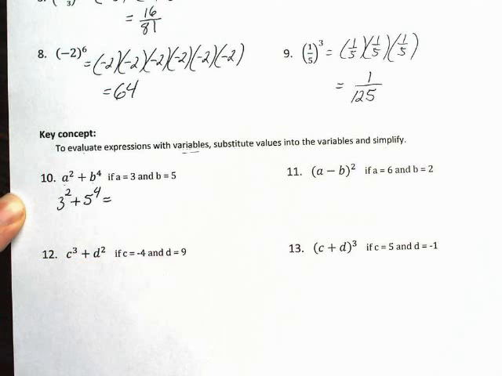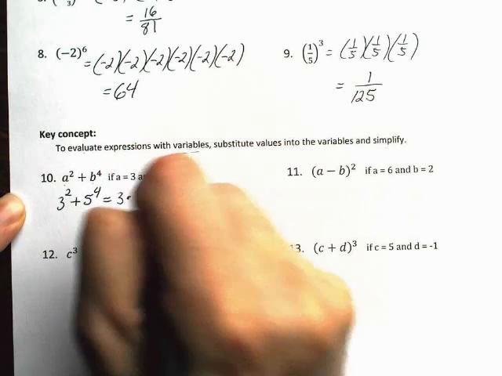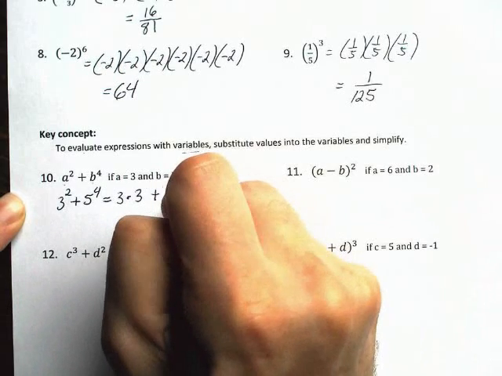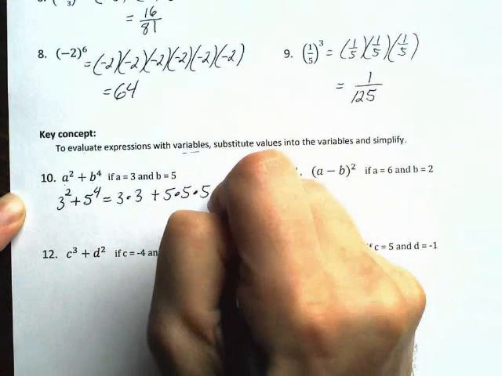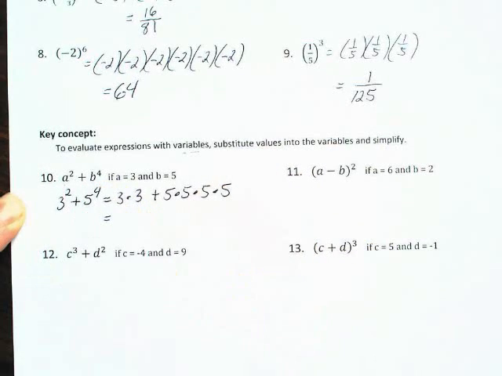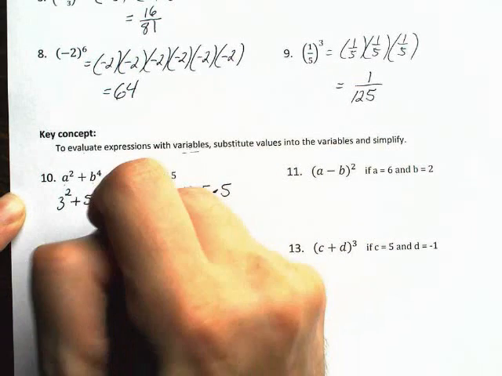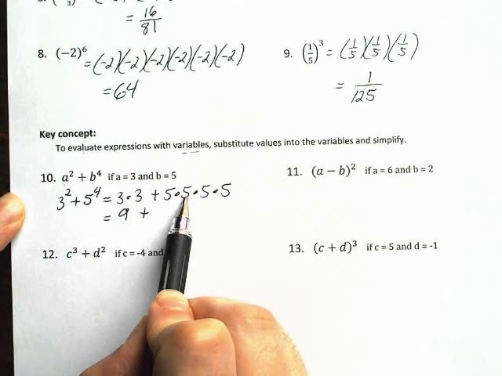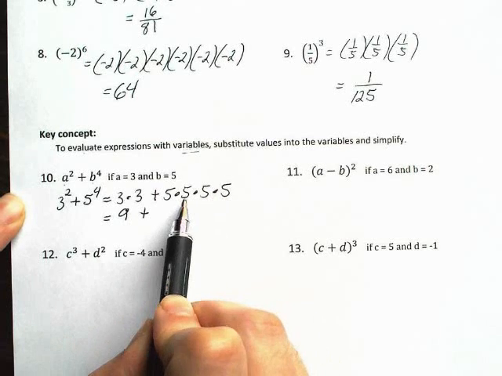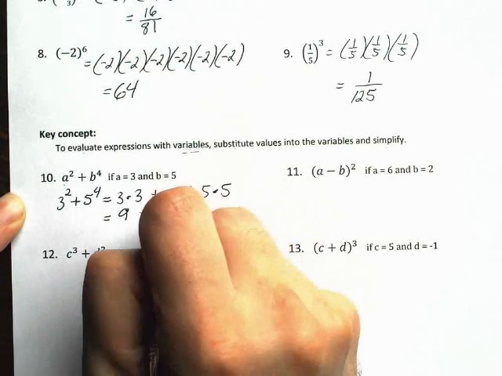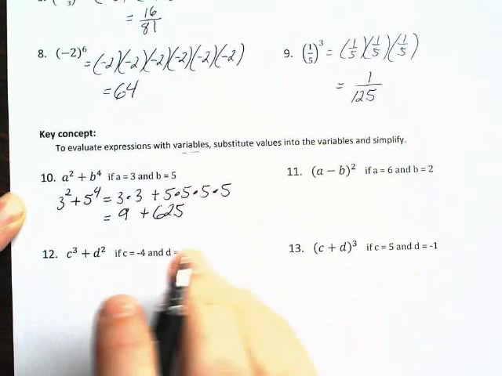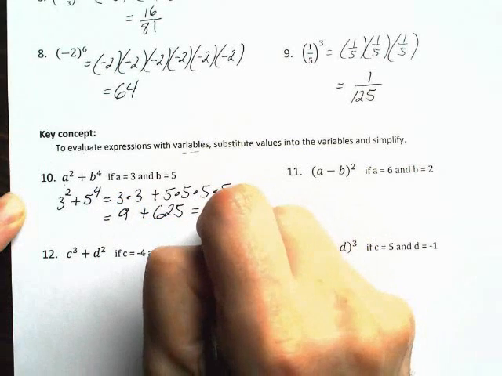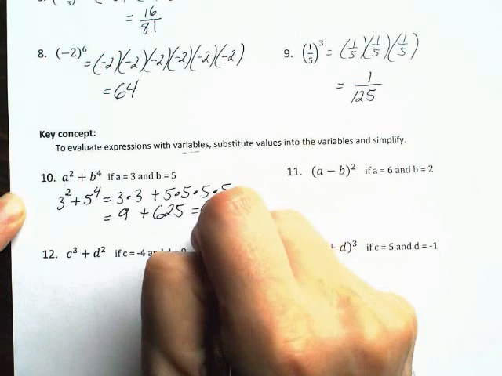So 3 to the second power, that means 3 times 3, plus, and now 5 to the fourth power, that means 5 times 5 times 5 times 5. Let's figure out what this makes. 3 times 3 is 9, plus 5 times 5 is 25, 5 times 5 is 25, and 25 times 25 is 625. You could do that off on the margin of the paper if you needed to. And then adding these together, this makes 634.